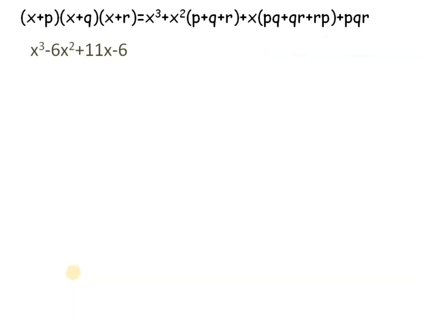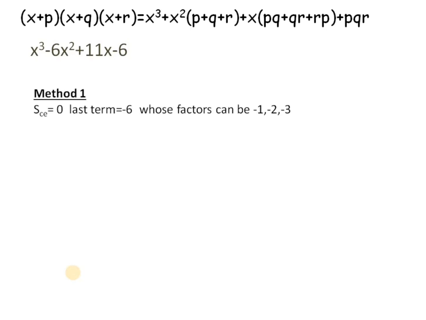Now we are taking one more simple cubic equation, x cube minus 6x square plus 11x minus 6. Now why are we taking this? There is something beautiful about it. What is it? Did you observe the sum of coefficients? That is nothing but 1 minus 6 plus 11 minus 6. So what is it? It is nothing but 0. And the last term, as usual, we are taking as minus 6.